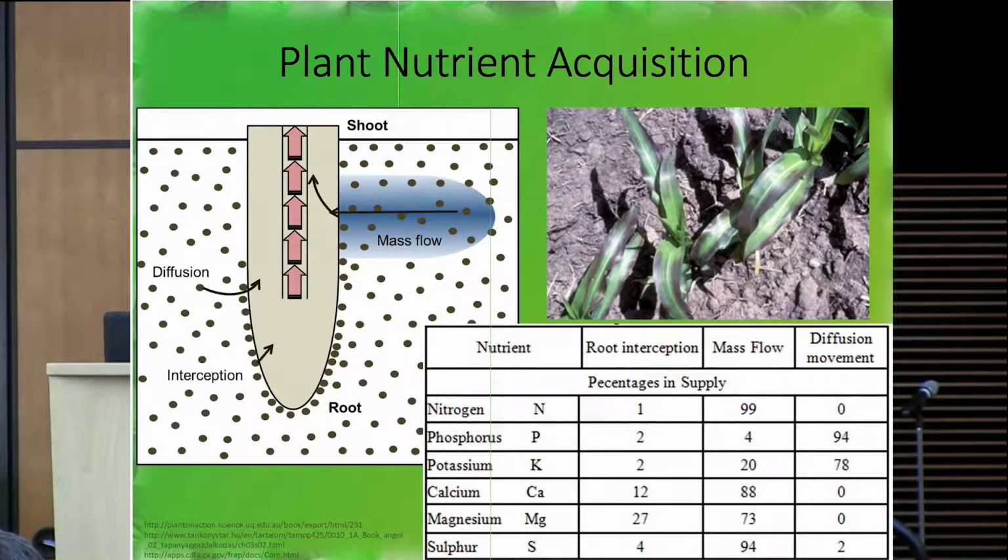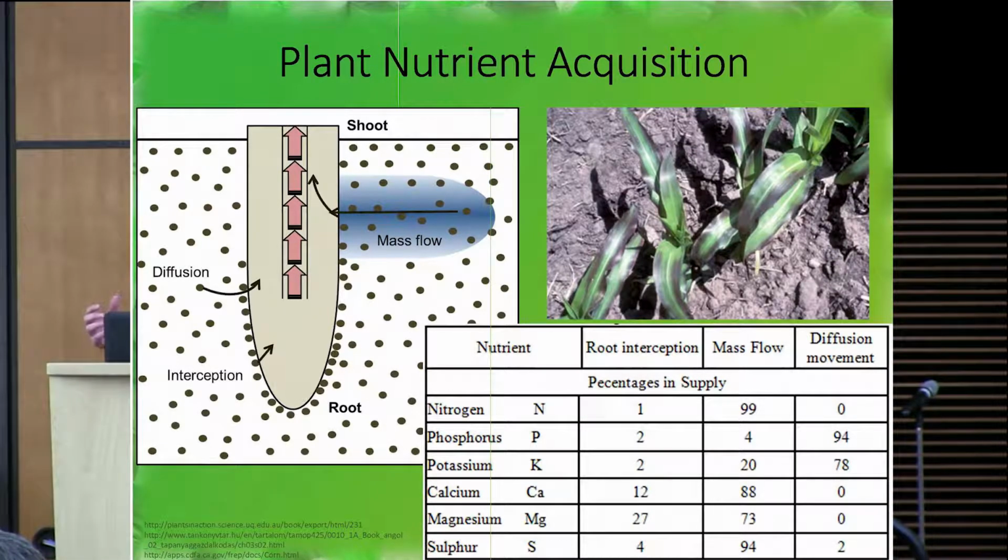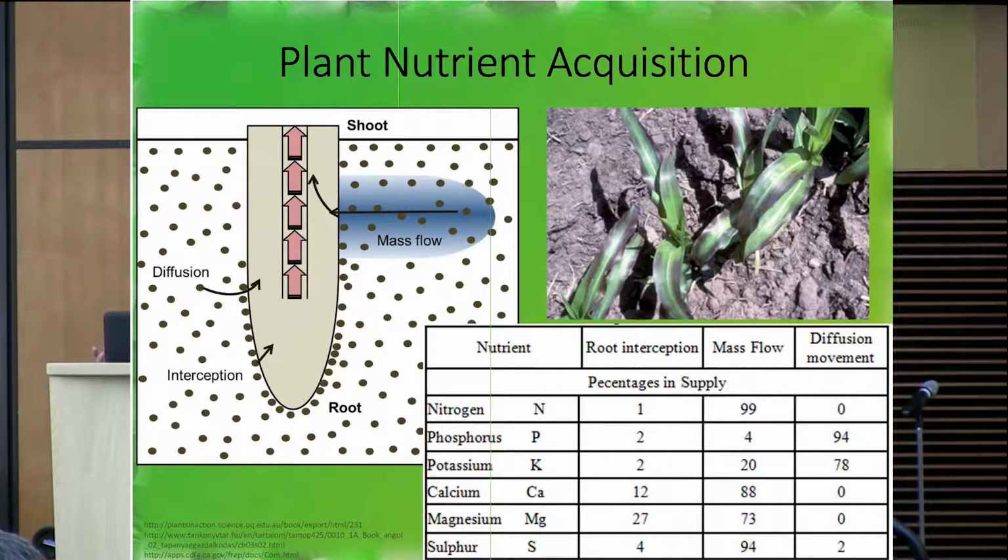When we look at the other nutrients, some of them, the plant root has to come in contact with. Root interception. Think about that when we think about soil health and getting a big healthy root system. I see all those little fibrous roots out there, I get really excited because all I see is root interception, those roots coming in contact with that nutrient. And we also have diffusion, from high concentration to low concentration.